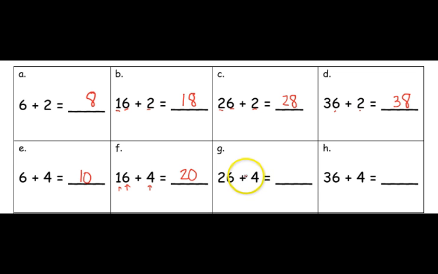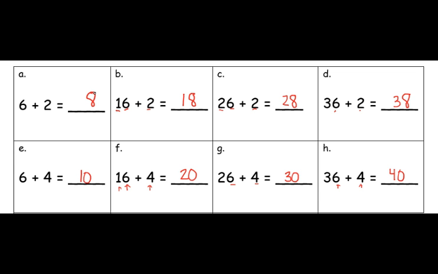Next, I'm adding 26 plus 4. Well, 6 plus 4 gives me another 10. I'll add that to the 2 10s that I already had. That gives me 3 10s in all, or 30. And here I'm adding 36 plus 4. So I combine my 6 and my 4 to make another 10. Add that 10 to the 3 I already had. That gives me 4 tens, or 40 altogether.